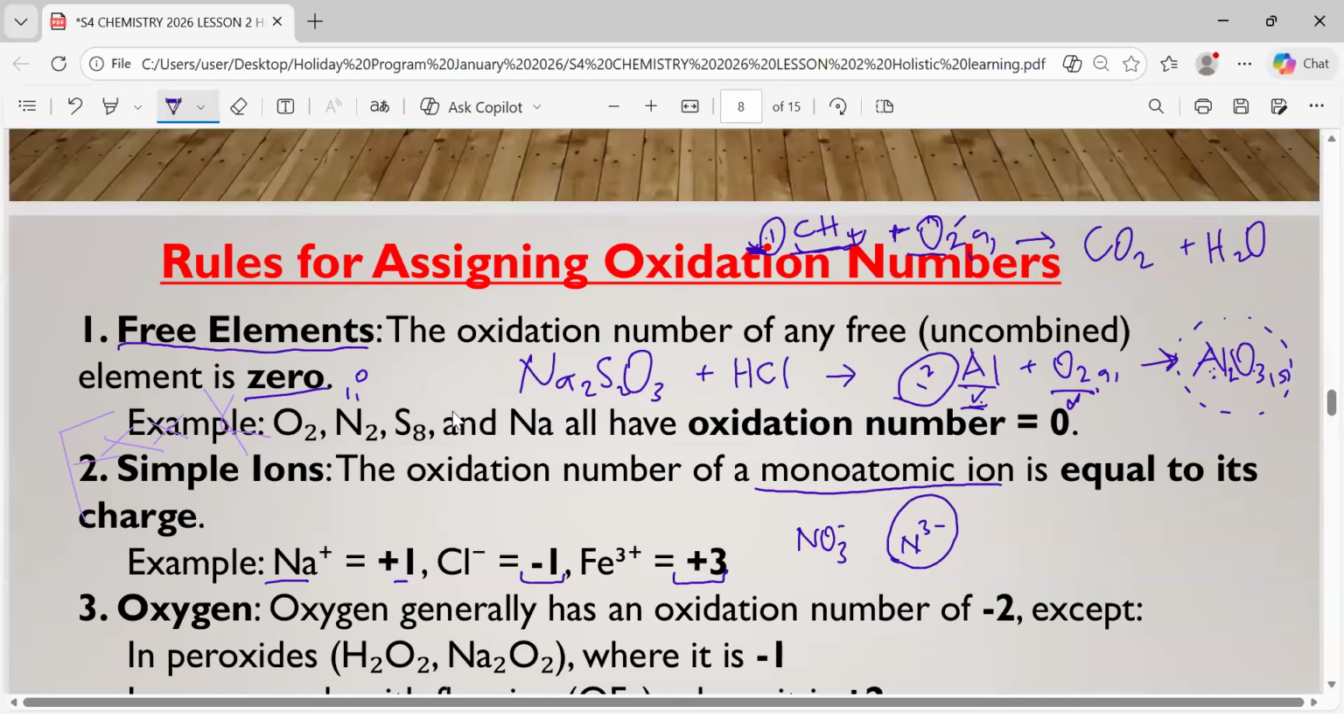Now that one explained to us the other key point that we had, which said that oxidation numbers can either be 0, negative, or positive. I believe you see where the positives and negatives are coming from: the charges of the different ions. So far we already know that if we have any free element, its oxidation number is 0. If you have simple ions, their oxidation numbers are equal to their charges.